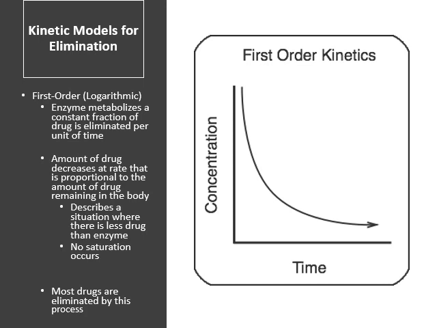So with first-order kinetics, there is no saturation. You do not get a saturation of the drug because you have drugs that are being broken down through this particular mechanism. And most of the drugs are eliminated by this process. So a constant fraction of drug is eliminated per unit of time. It is logarithmic, and you can see from the curve you have just the regular log curve in this graph.